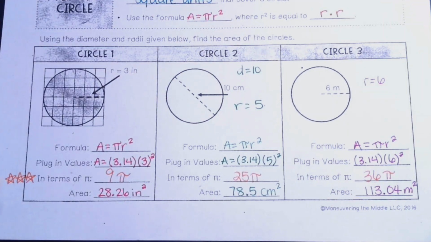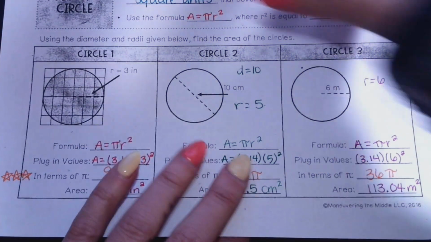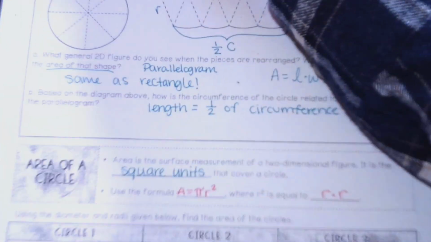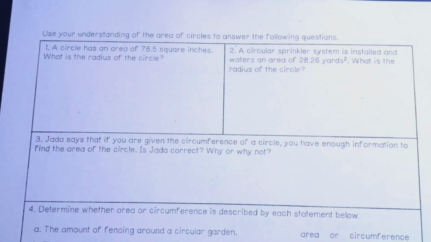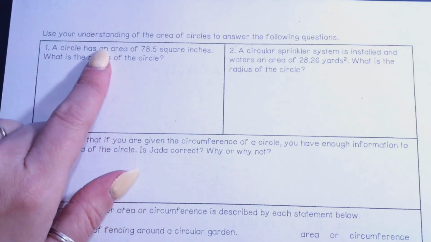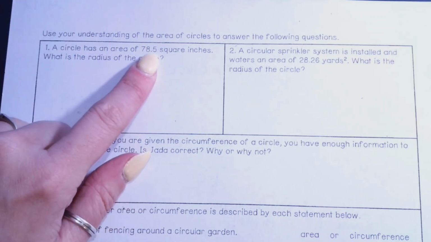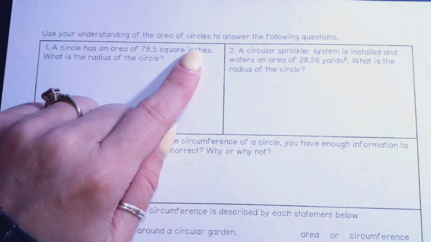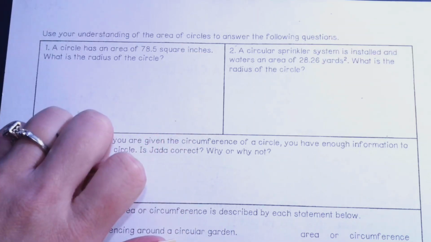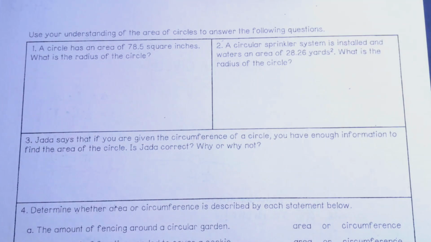Pretty straightforward. Now, we do all of this so that we can actually answer questions, because more often than not, if you see this on the state test, it is going to actually be word problems like this. So let's jump into these and see what it is that they're asking us to do. So a circle has an area of 78.5 square inches. A couple of things to start off with. We don't have that circle. They didn't draw it. We don't really need to draw it.